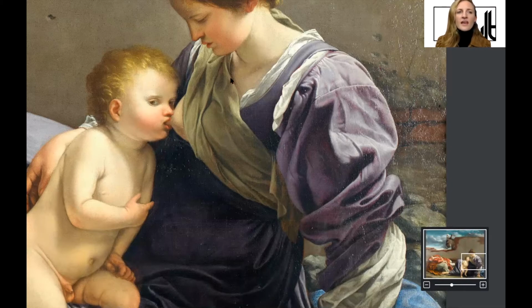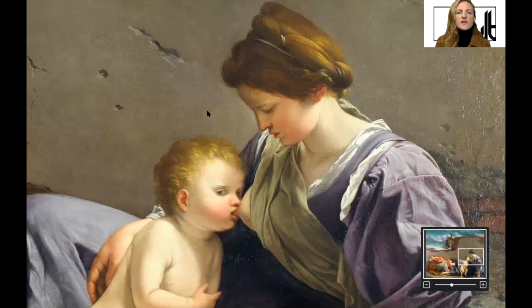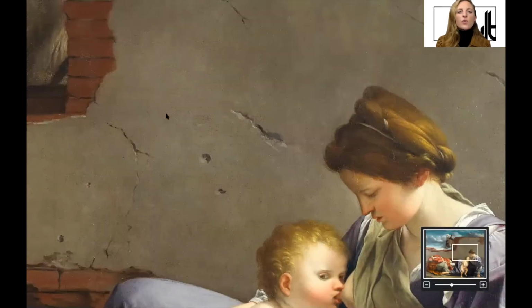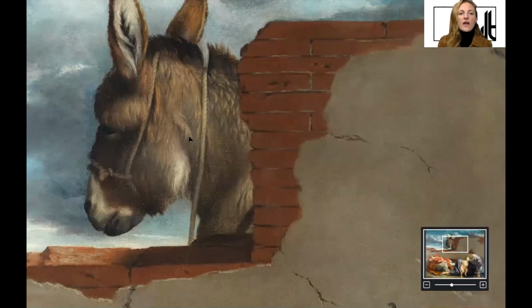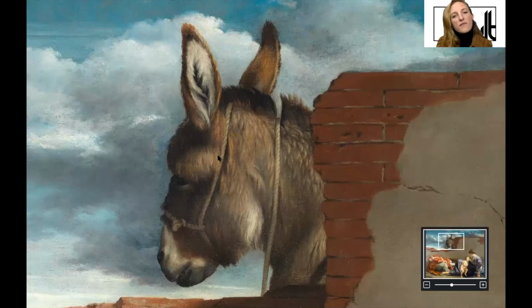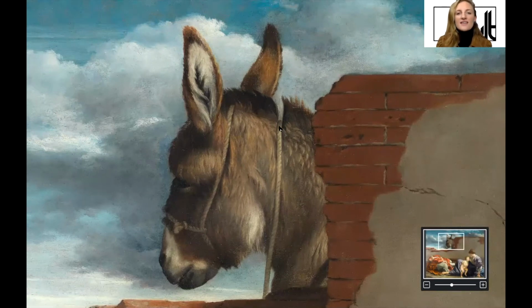And then in terms of surface texture more generally, of course, we have the smoothness of the wool with the cracks in it, and then this beautiful donkey. And look at how he's depicting the fluffy fur. And I just love the way the rope cuts into the spiky mane of the donkey here.